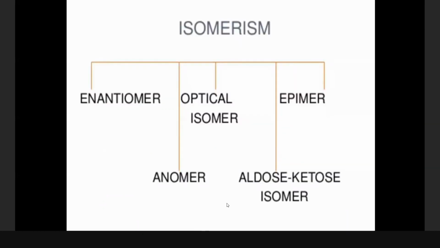And let's see now isomerism. Isomerism can be enantiomers, anomers, optical isomers, epimers, or functional isomers. That means aldose-ketose isomers, for example glucose and fructose. Glucose has C6H12O6. Fructose has the same chemical formula, but glucose is an aldose, whereas fructose is a ketose. Therefore, the two isomers have the same chemical formula but differ in structure, mainly in their functional group. This is called functional isomerism, or aldose-ketose isomerism.